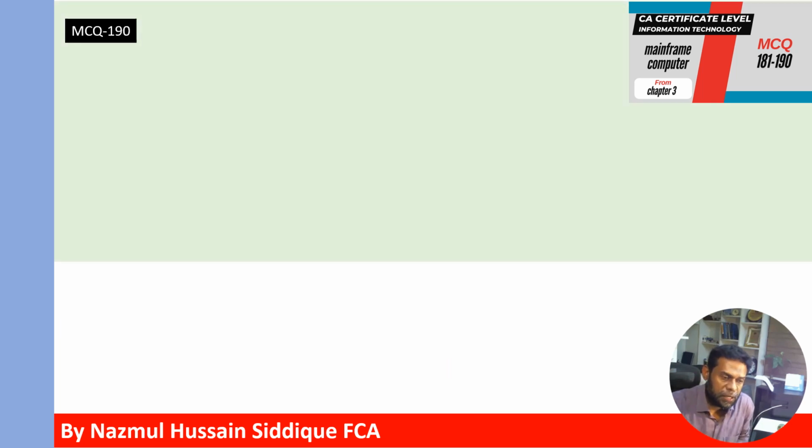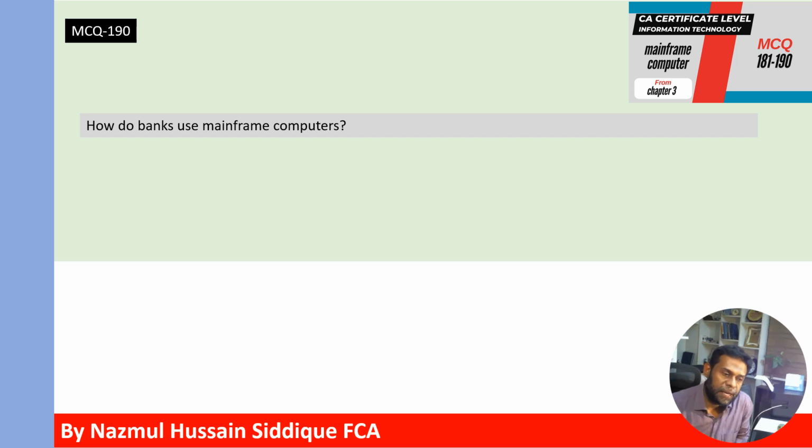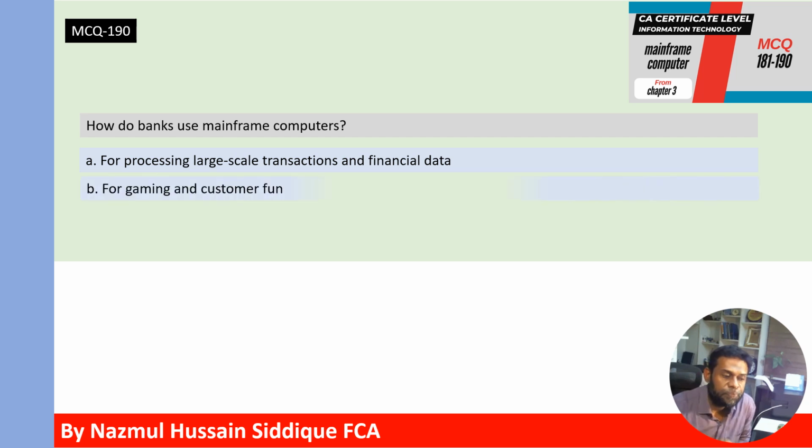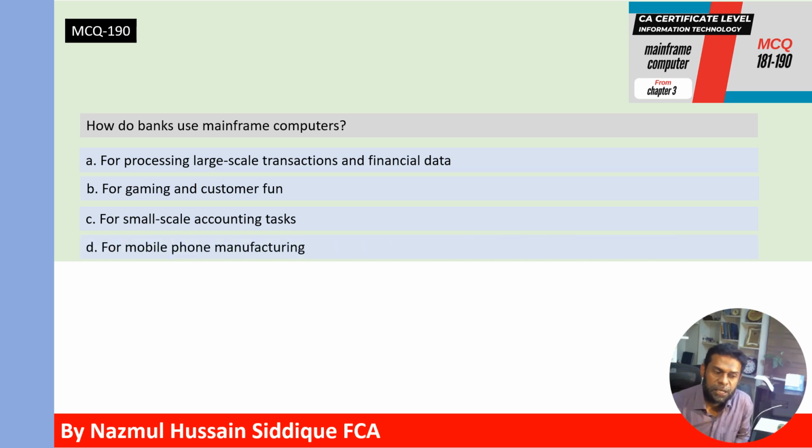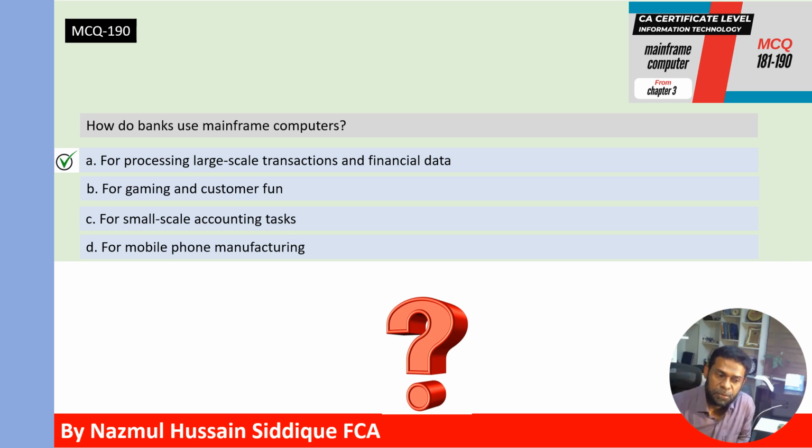The last question of this episode: how do banks use mainframe computers? Option A, for processing large-scale transactions and financial data. Option B, for gaming and customer fun. Option C, for small-scale accounting tasks. Option D, for mobile phone manufacturing. Which one is the correct answer? The correct answer is A. Banks use mainframe computers for processing large-scale transactions and financial data.